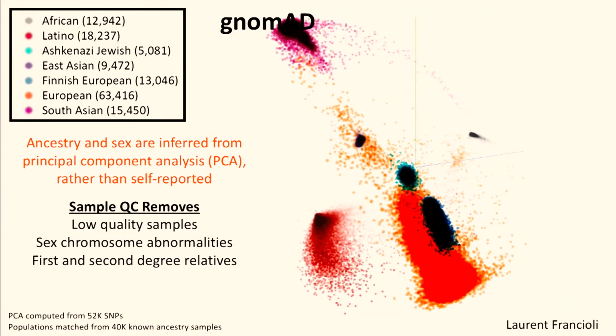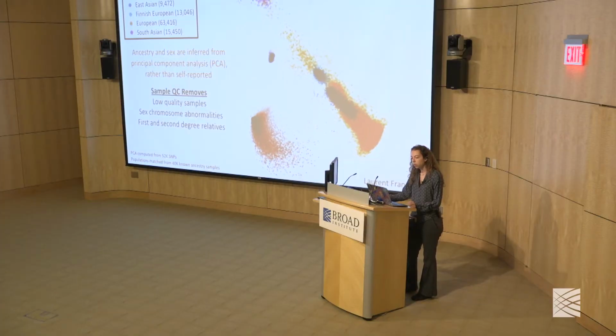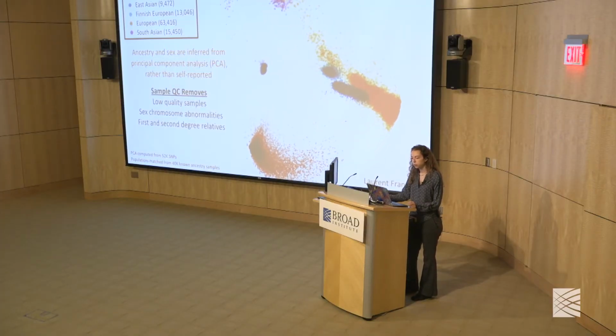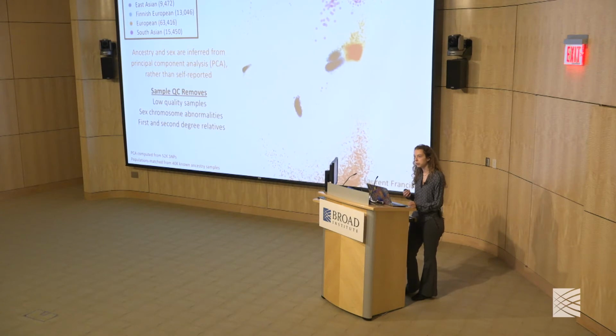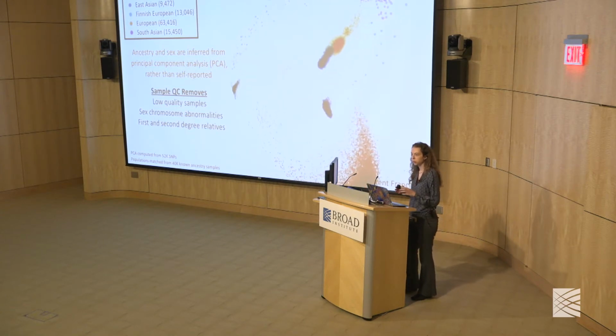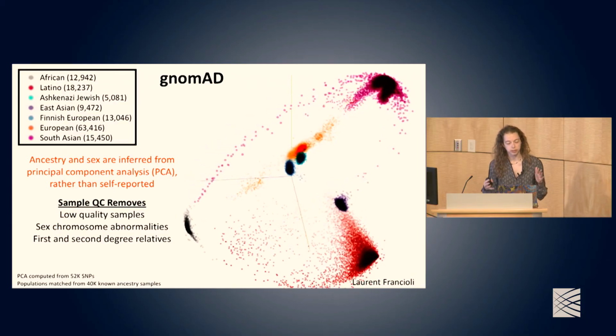We do remove samples from genomes that have low quality. We also remove individuals with sex chromosome abnormalities, and we remove first and second degree relatives, which is really important so that you can know that when you see a variant in two individuals, they're not at least a parent or child or a second degree relative.